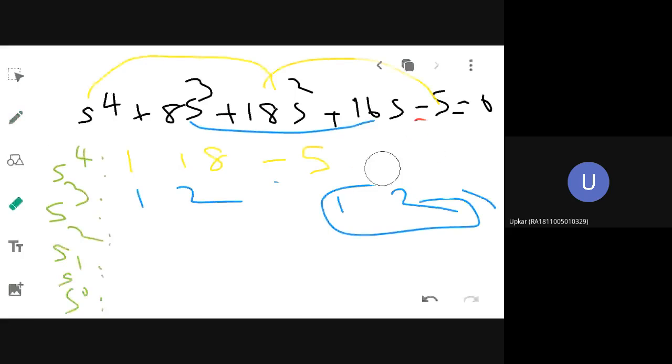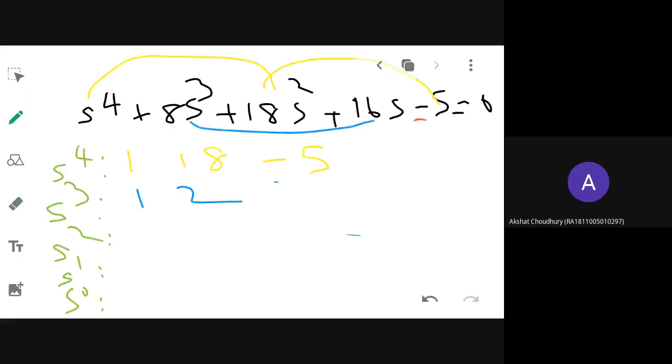Now you tell me what are the remaining row elements. 1, 18, 1, 2. So 18 minus 2 divided by 1. What will be the answer here? 16. Yes, 16. What about the next? Minus 5, 0. Here you are having 1, 1, minus 5, 0.